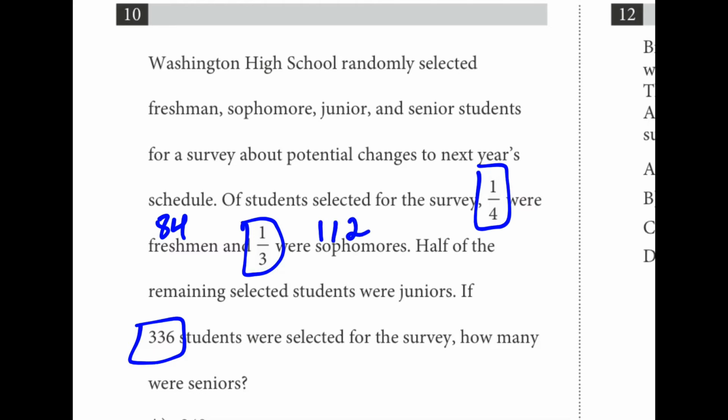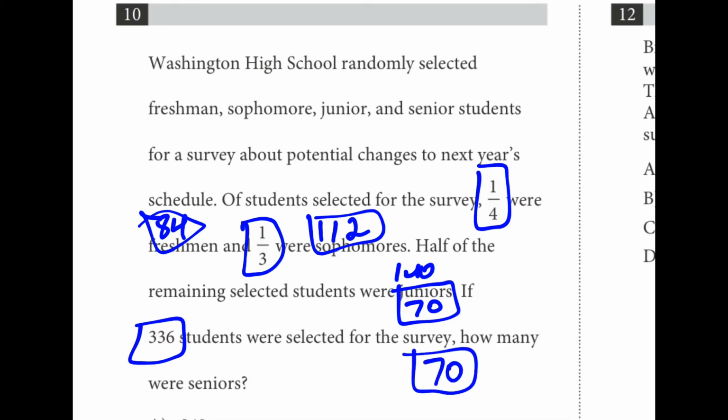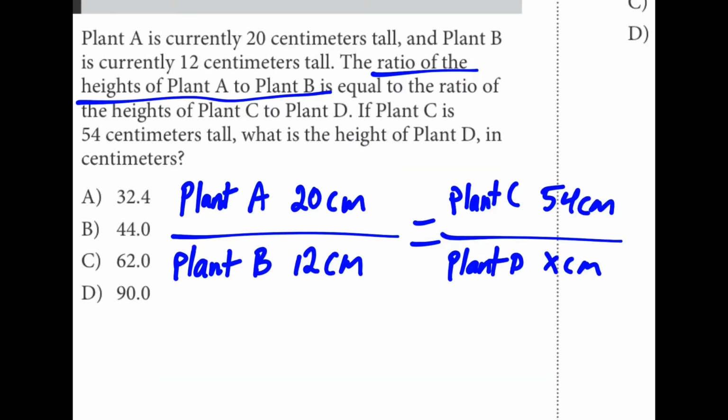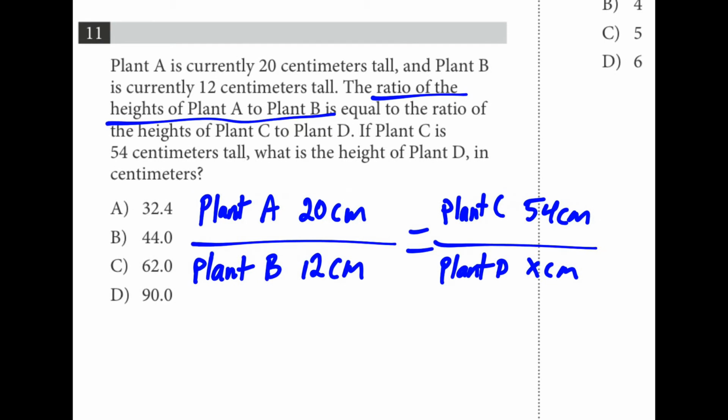When they say half of the remaining students were juniors, that's half of 140. So that means 70 were juniors. And then how many were seniors? That's also going to be 70, because if half of that 140 were juniors, the other half were seniors. D.